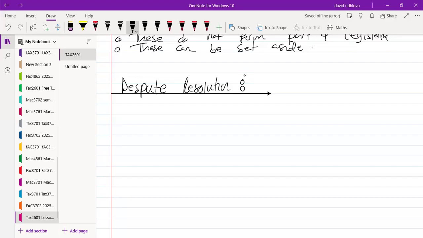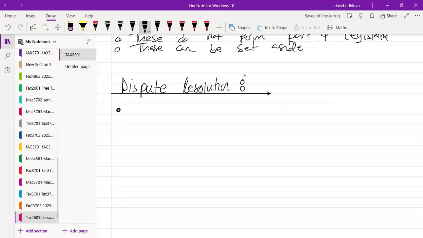So there is a dispute resolution process that a taxpayer can follow to deal with any dispute. Remember, for the dispute resolution process to begin, SARS must give the taxpayer an assessment, and the taxpayer must not be agreeing with SARS. So, what do you do when SARS gives you an assessment and you are not happy? There are steps that you follow.